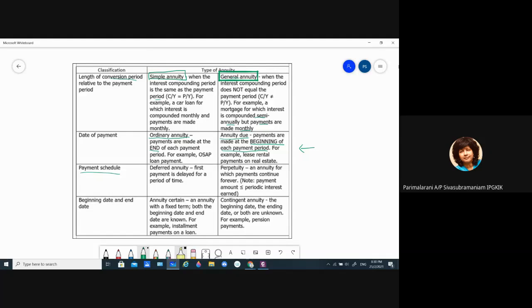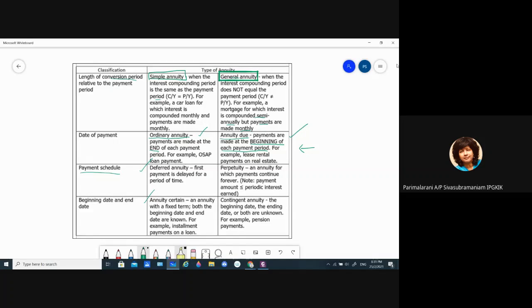Okay, so from all this, what you really have to know here is ordinary annuity. You need to know what is ordinary annuity, what is annuity due, annuity certain, annuity deferred. Okay, can you understand all these things? Not really. Okay, again, one more time. Just want to say it one more time, okay?